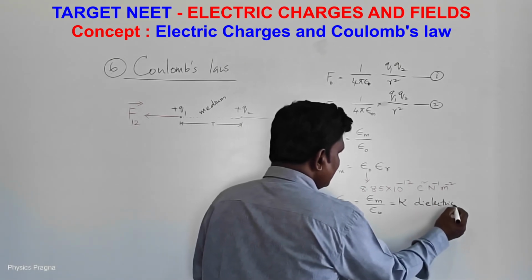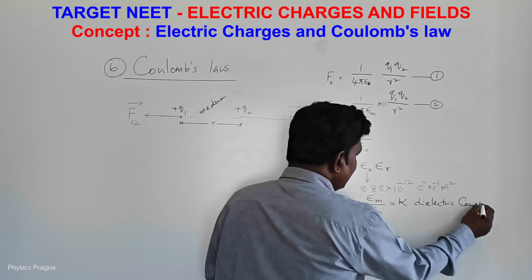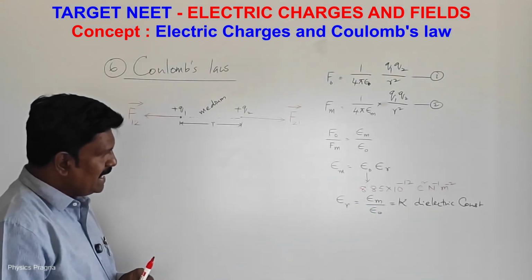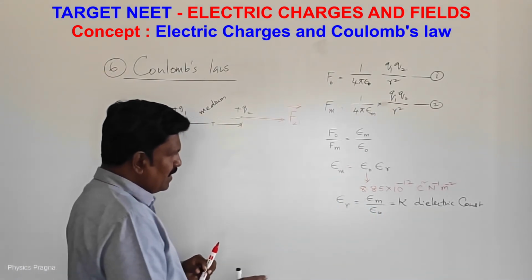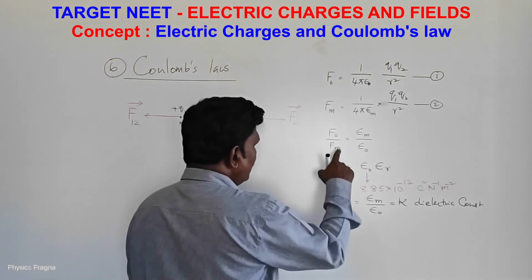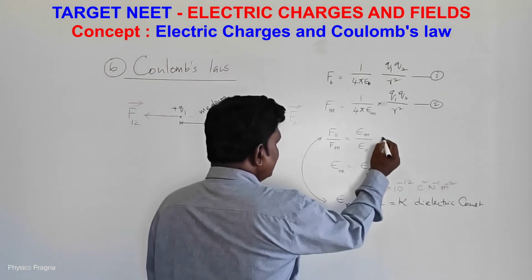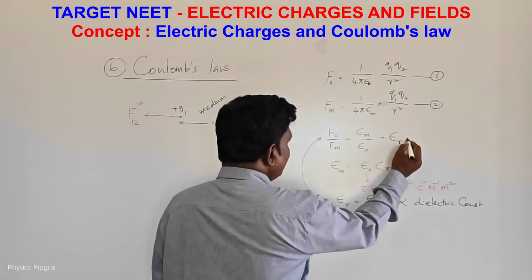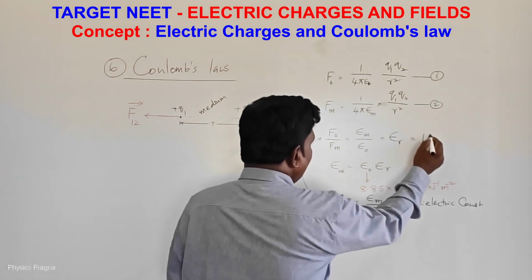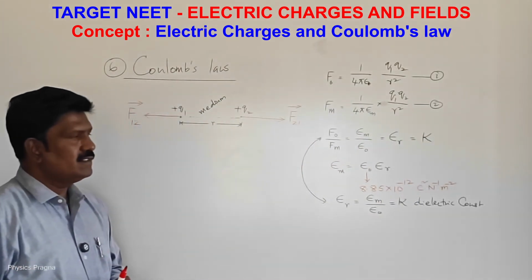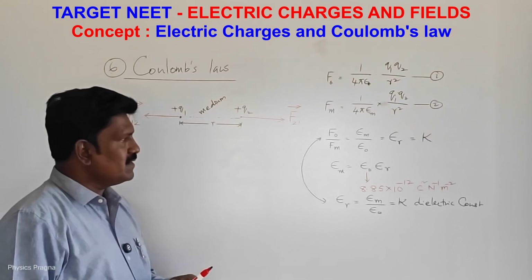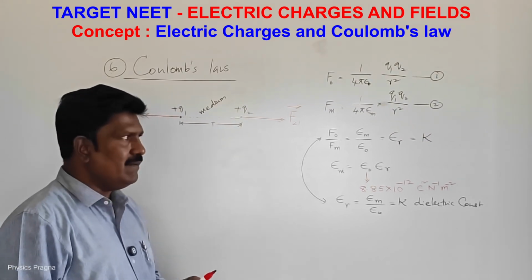Dielectric constant, right? So dielectric constant K is epsilon m by epsilon naught. Now same thing here, see. So this is also epsilon r, this is also K. So in some problems these formulae are very, very important.